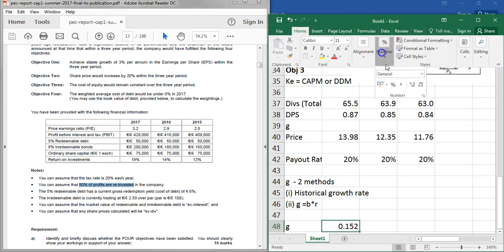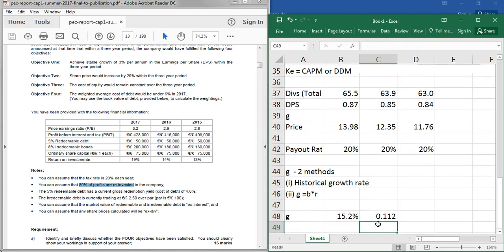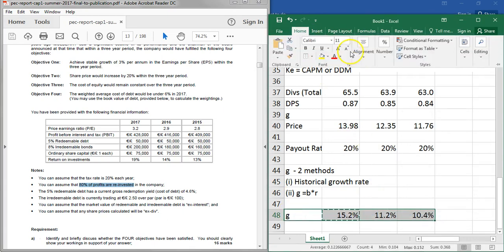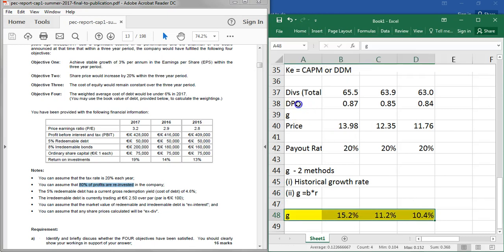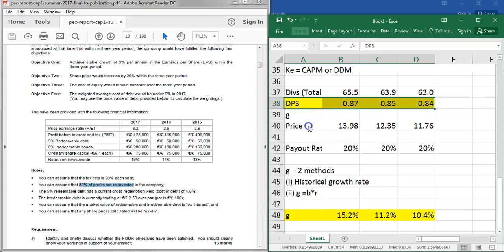So 0.19, growth rate of 15% in 2017. In 2016, it was 0.8 times 0.14, and 2015, 0.8 times 0.13. So the growth rate is completely different. 11.2%, 10.4. But now we have all we need. We have G. We have dividend per share, which is D0 in the formula. And we have the price per share.